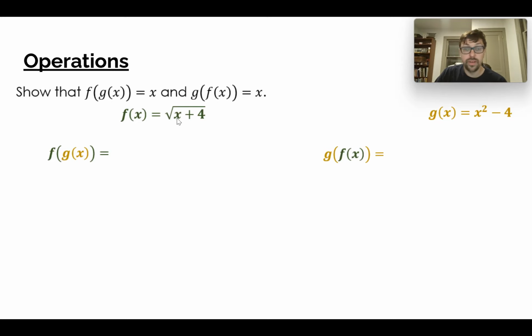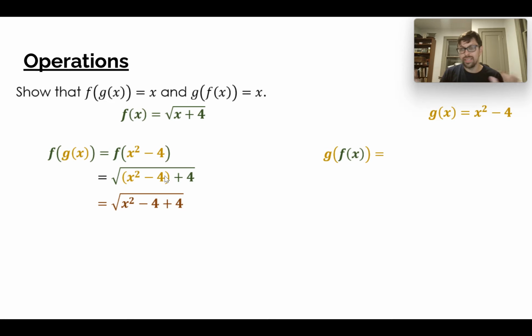In this example, I've got a square root and a quadratic. I want to compose these two functions and show that they're both going to produce just a regular x. So f of g of x, I want to replace that g of x with the x squared minus 4. So now I want to put the x squared minus 4 into f of x. So right where that x is, I'm going to put the x squared minus 4. I put it in parentheses just in case it matters, because it's better to have it and not need it than need it and not have it.